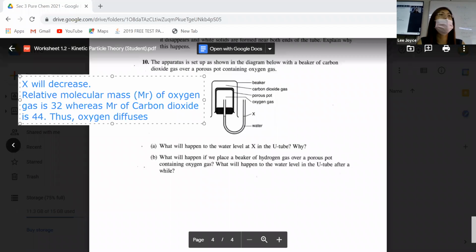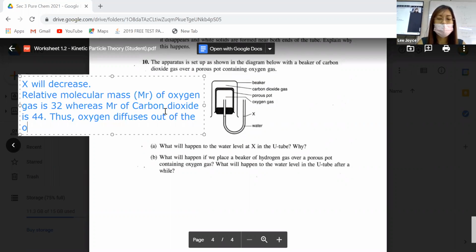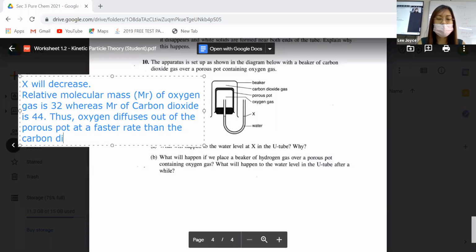Now you have to tell the examiner, how will oxygen be diffusing? Is it diffusing out of the pot or into the pot? So obviously it will be diffusing out of the pot, right? Because it's already inside the pot. So you're going to say that, therefore, oxygen diffuses out of the pot faster than carbon dioxide diffuses in.